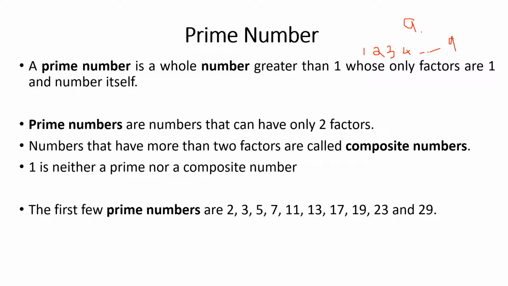So we take 9 and divide it by 1. We see that it is completely divisible by 1, so 1 is a factor. We divide 9 by 2, and we see it is not completely divisible. We should not take decimal places. We should see whether it is completely divisible without any remainder. How to check whether it is completely divisible? The remainder will be 0.